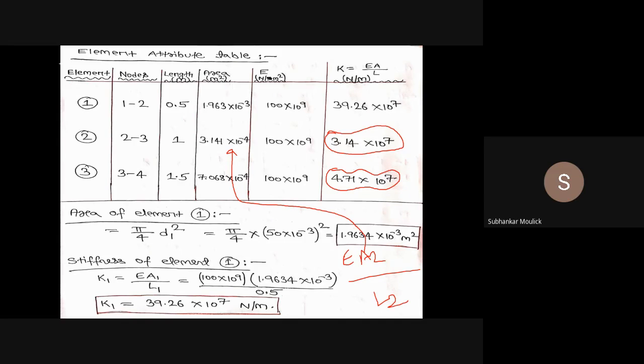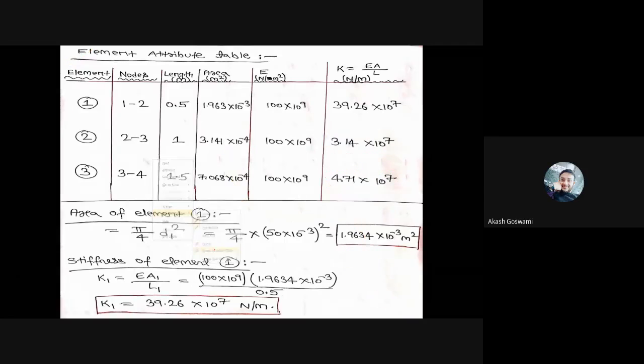So we have completed the overall element attribute table. Any doubt in this table? No doubt. Okay, fine.